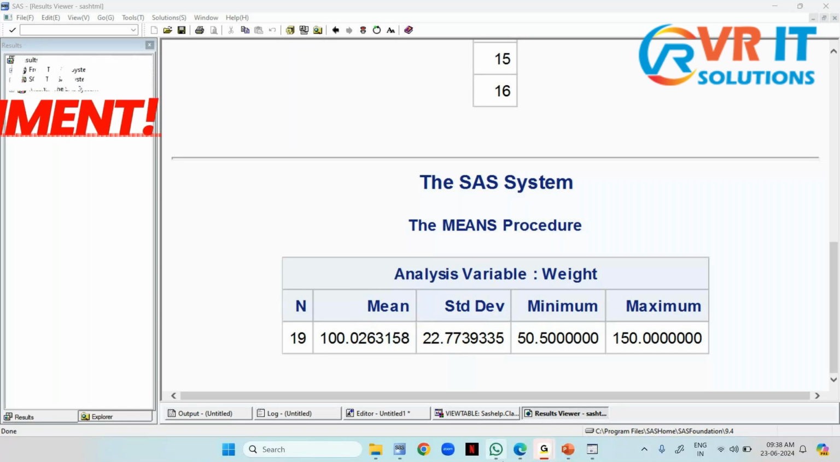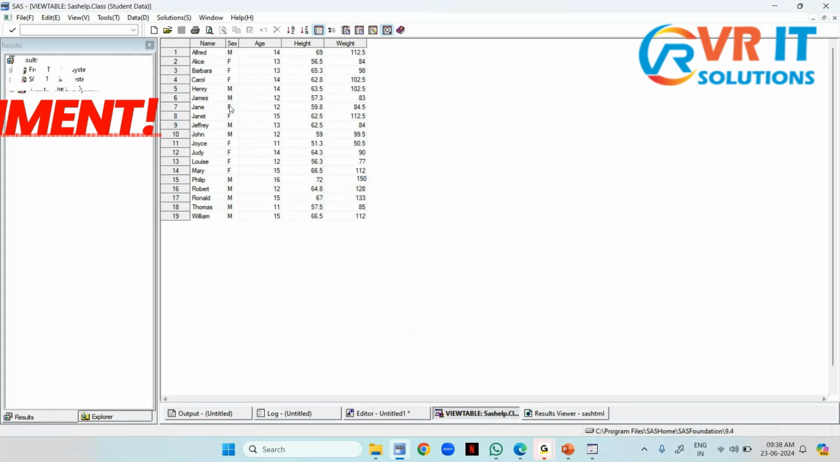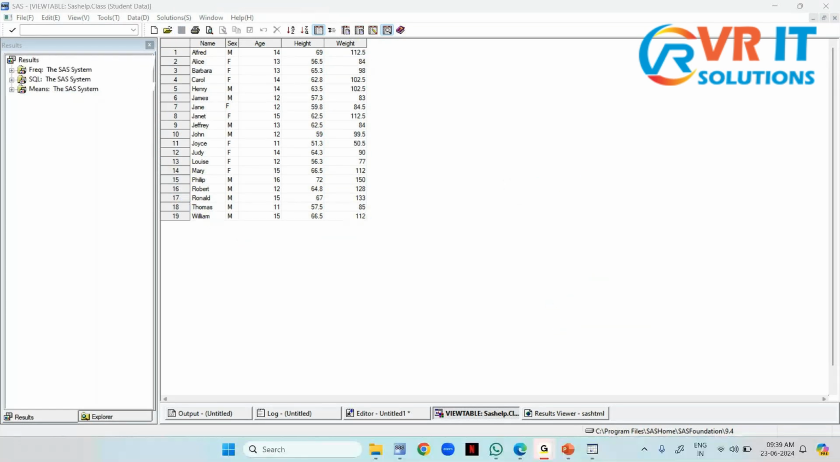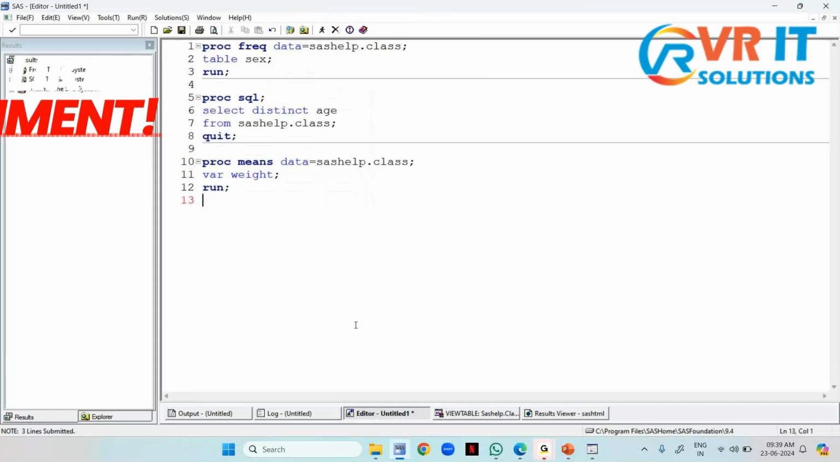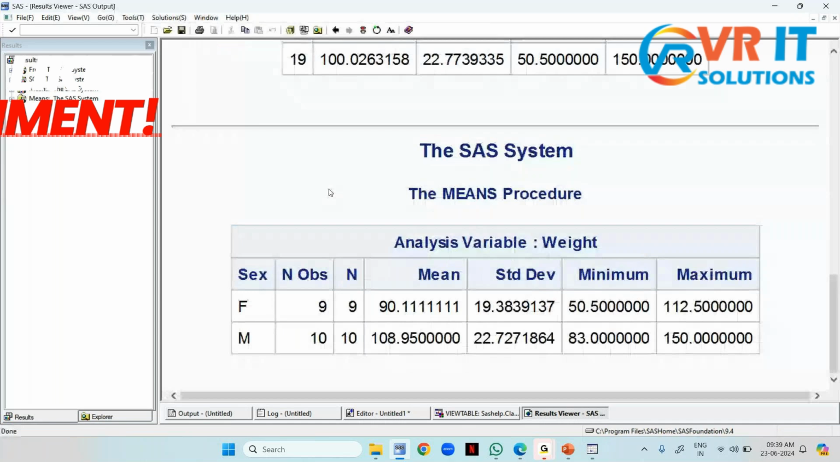So now, this is for overall, so minimum is 50 and maximum is 150. Now I want to find out the minimum weight in females, the maximum weight in females, and the minimum weight in males. So this 50 and 150 is overall, for all the people. But again, I want to separately find out for females and males. So to that same code, I'll add one more line. See, now it is for females separately.